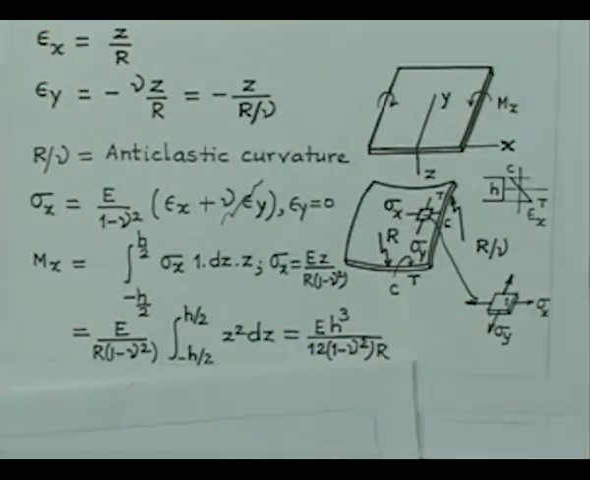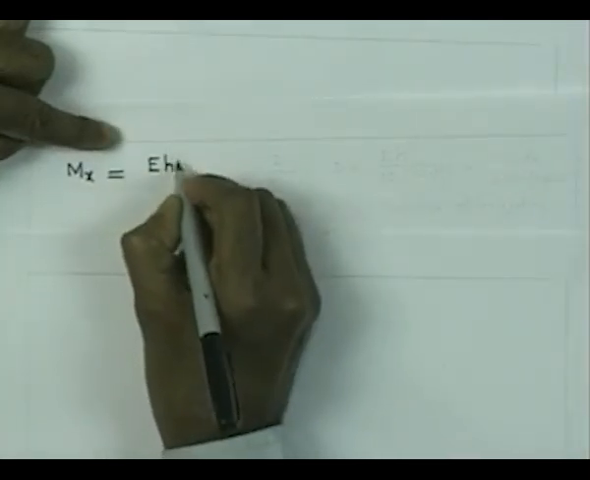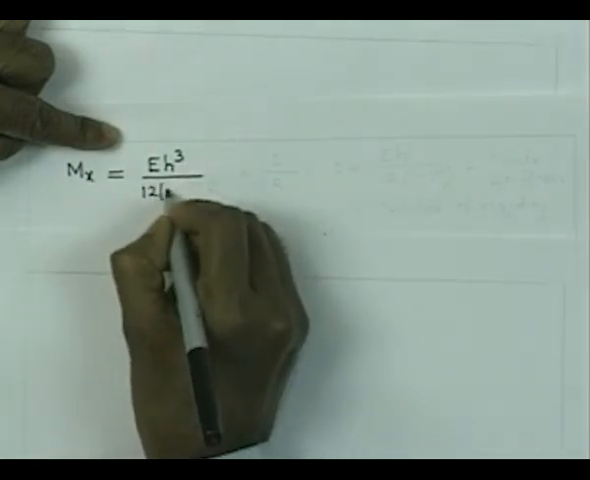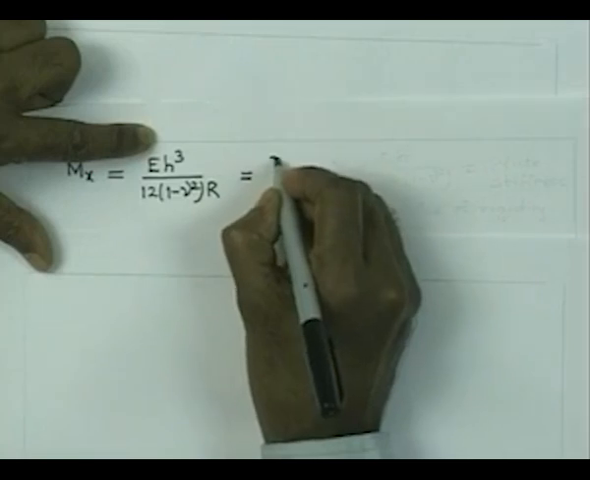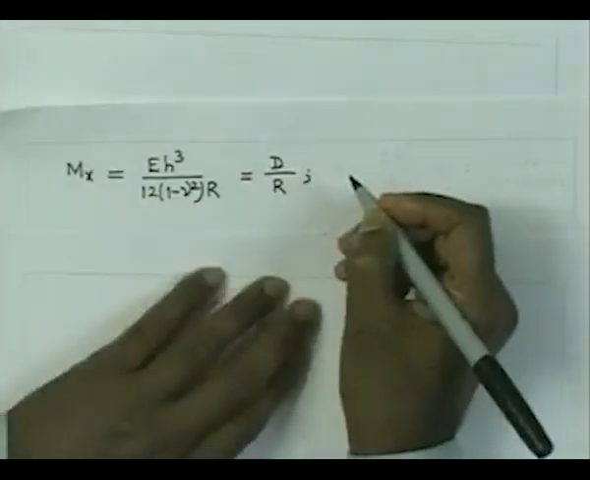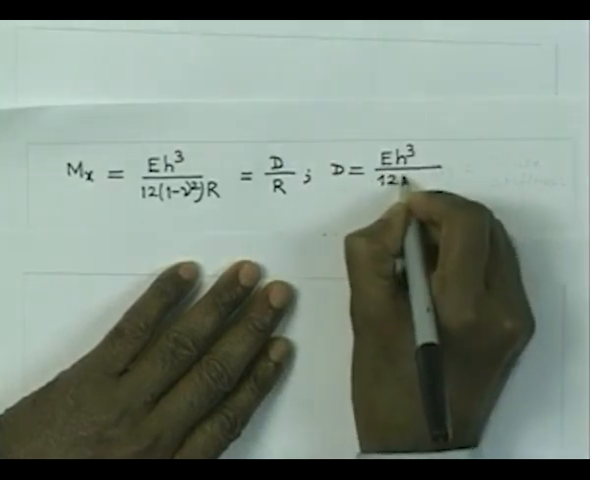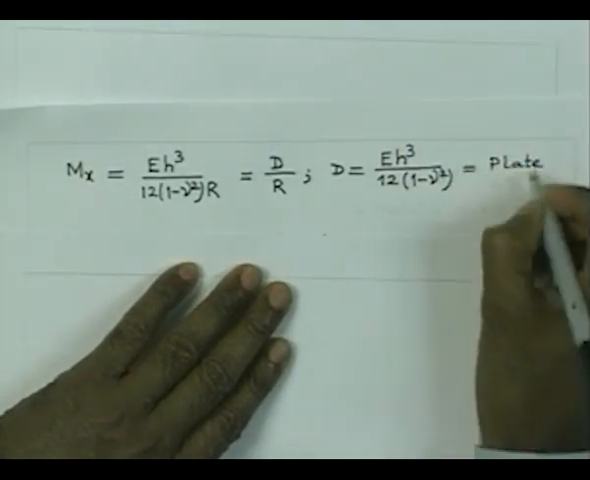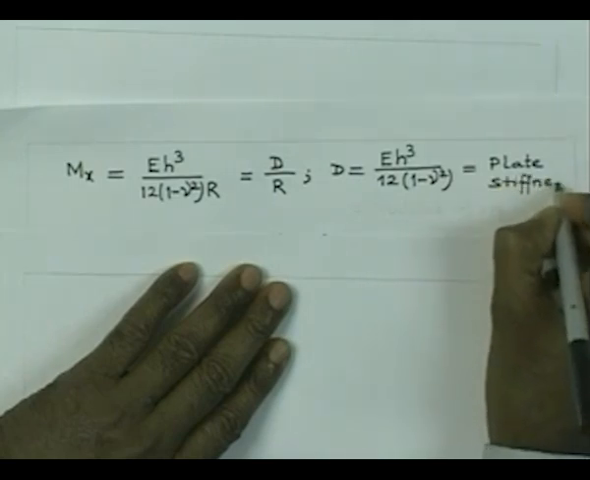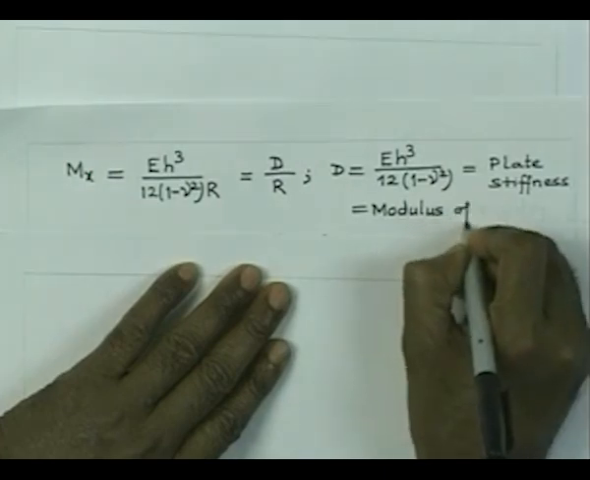And this quantity we try to write like this: mx is equal to E h cube by 12 into 1 minus nu square into r, and we write this thing as D by r, where D is equivalent to E into I, and D is equal to E h cube by 12 into 1 minus nu square, and this is known as plate stiffness, or modulus of rigidity.